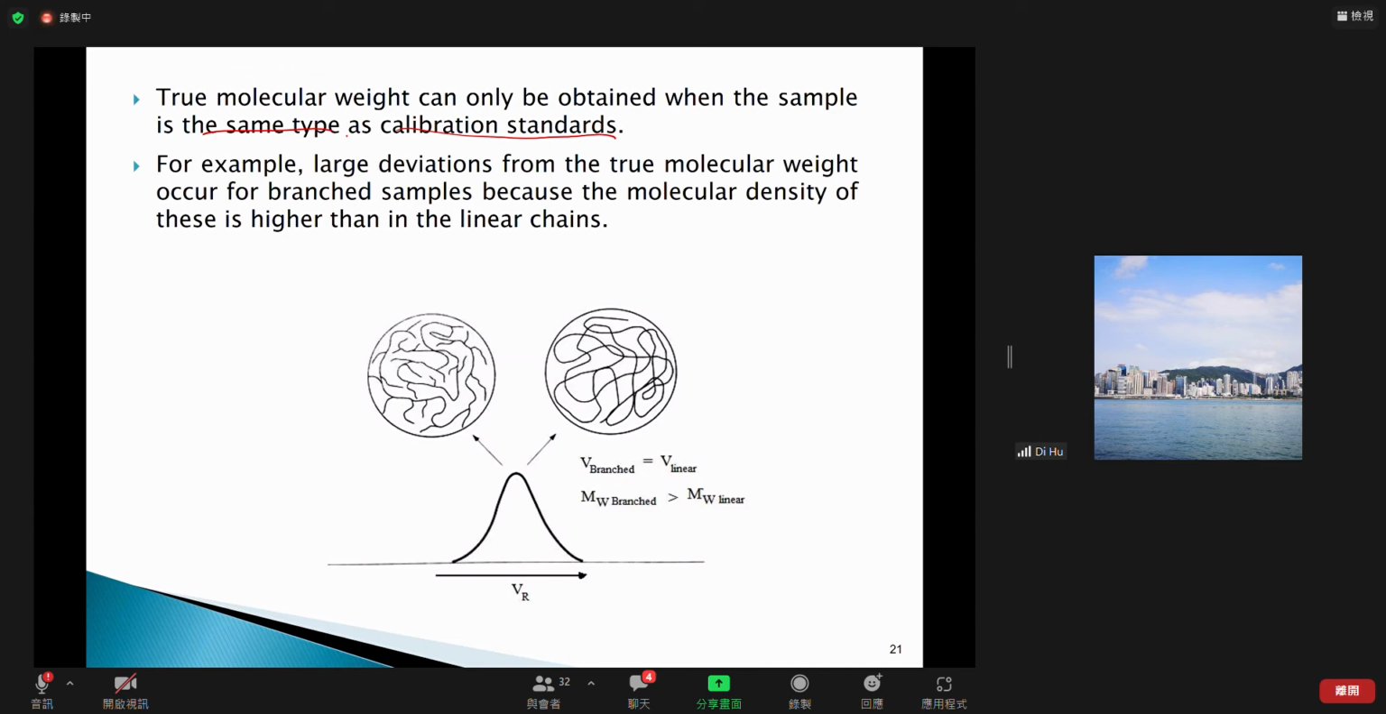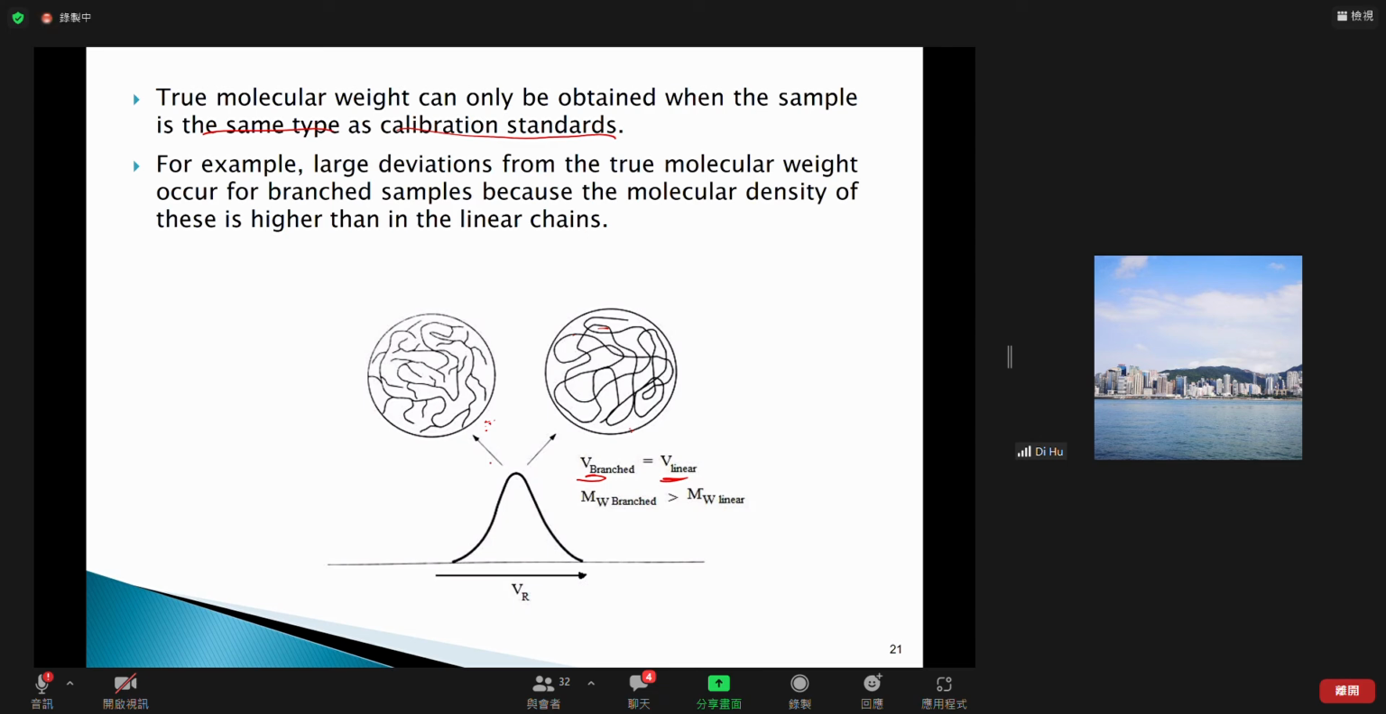You can see that this is a linear one, and this is a branched polymer. They have exactly the same molecular size, the same hydrodynamic volume. But because this one is branched, it has a higher density, so its molecular weight is actually higher, larger than the linear one. If we use the linear one as the standard to calibrate and derive the molecular weight of the branched one, you cause bias. You underestimate the molecular weight, right?